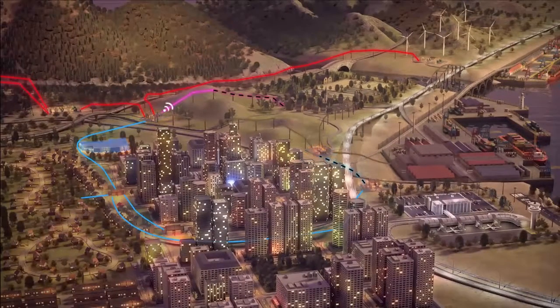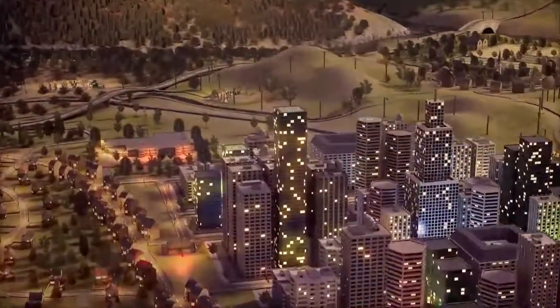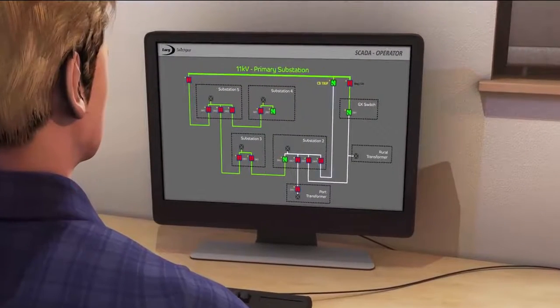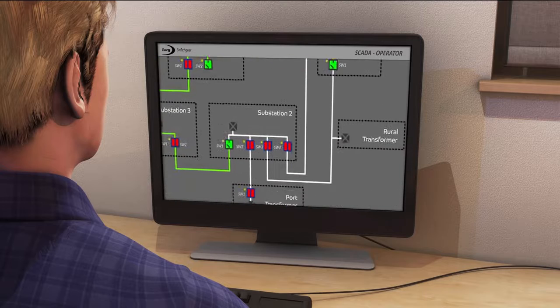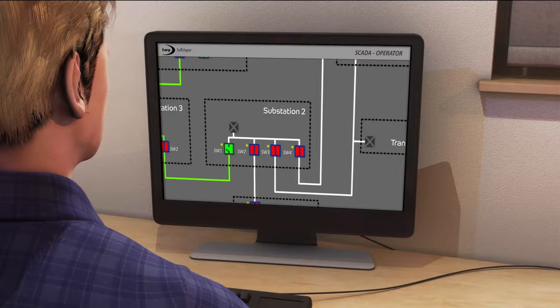The SCADA system receives notification of the circuit breaker trip, then uses the fault passage indicators positioned around the network to determine where the fault has occurred. In this case, the fault passage indicator at substation 2 has not tripped, so at the remote SCADA data center, the operator is informed that the fault must be somewhere on the line between the primary substation and substation number 2.